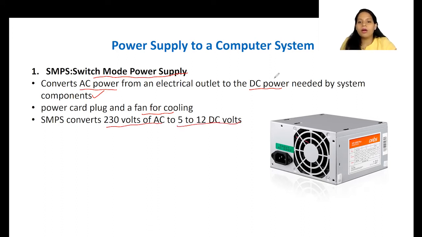So the computer needs power in DC. Normally the general power supply what we have is AC. So this particular device, the SMPS power supply, converts it and gives it to the computer the way it requires it. So this is about our SMPS power supply, which is the first type.